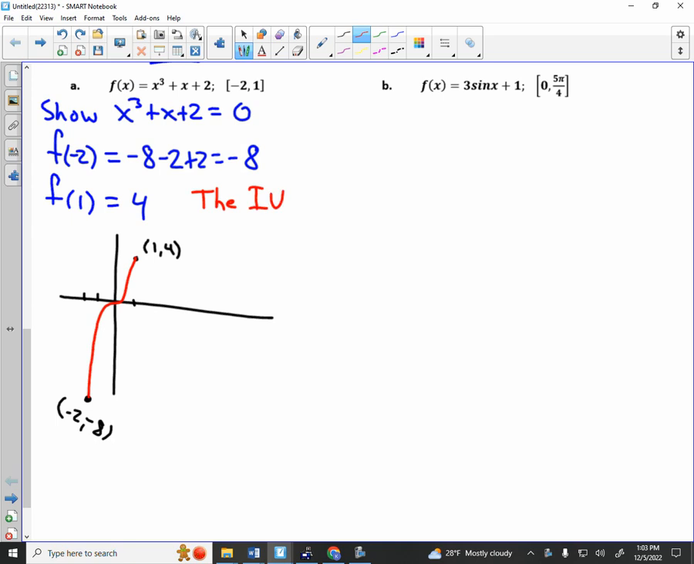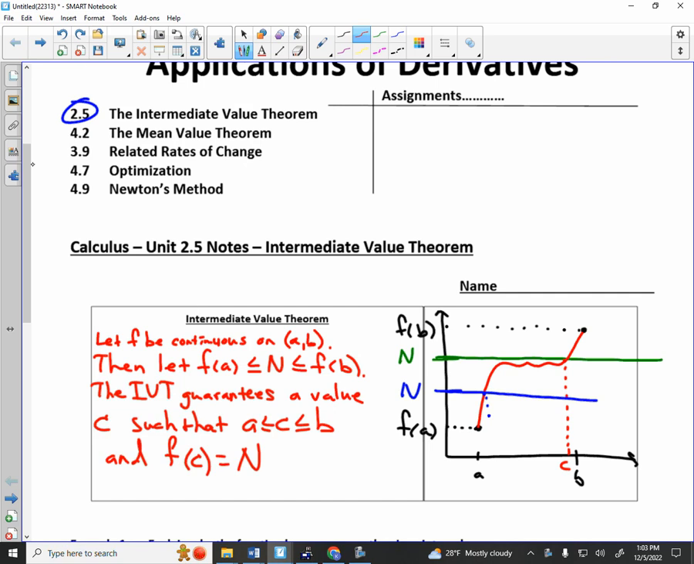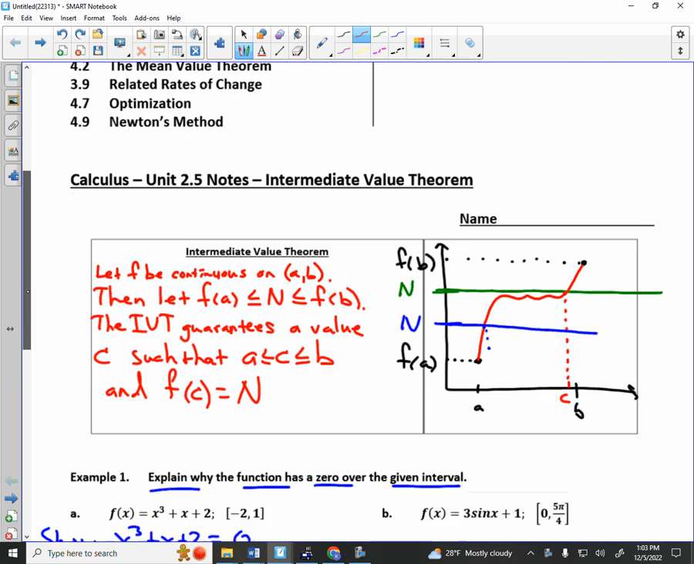IVT guarantees a 0. Somebody want to guess what IVT stands for? Intermediate value theorem.